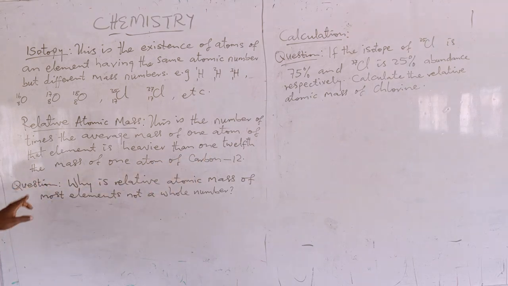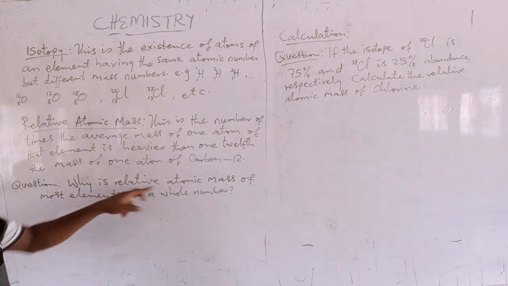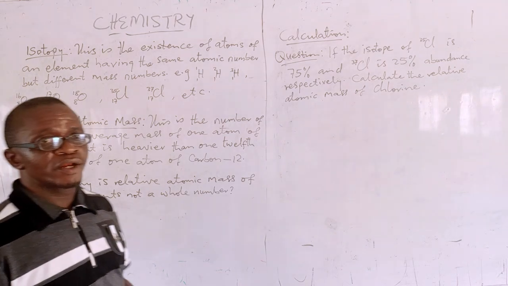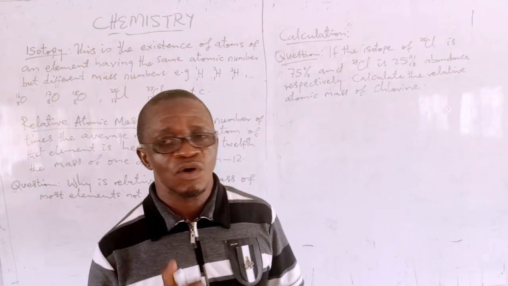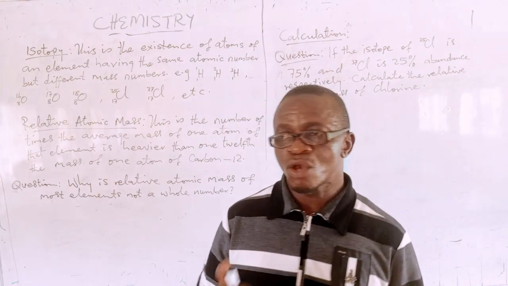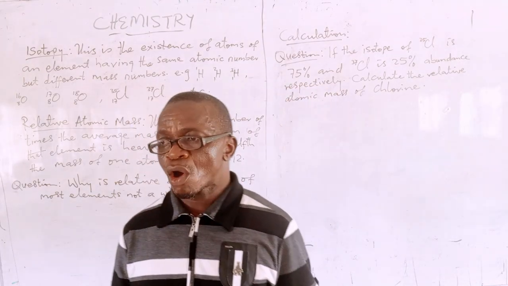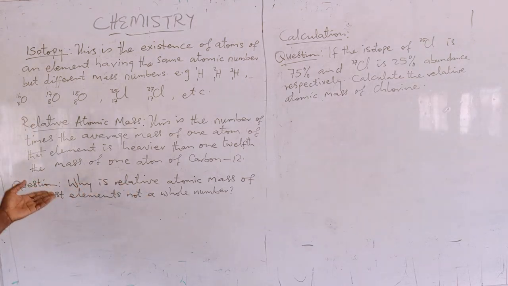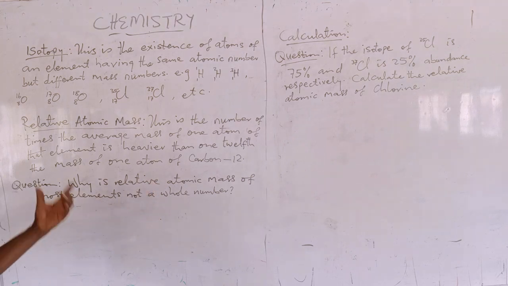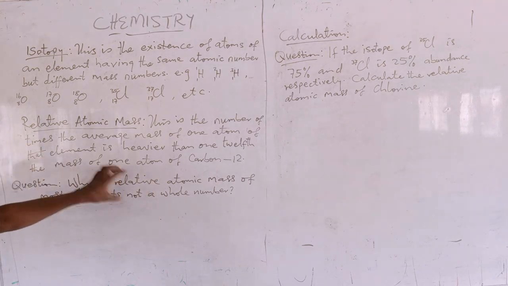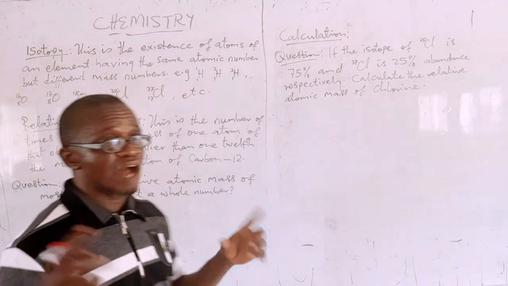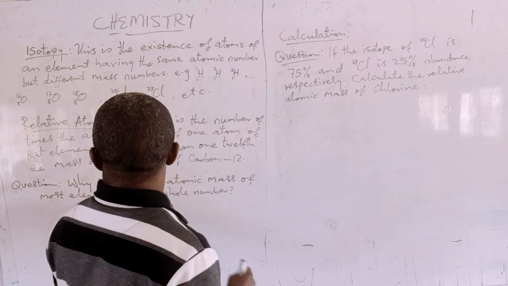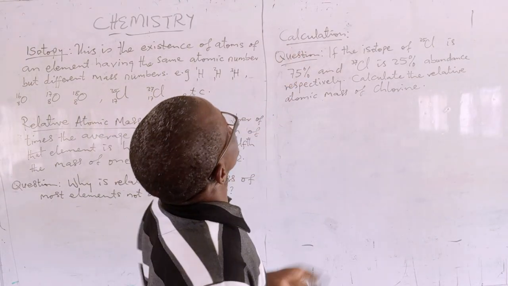of carbon 12. Question: why is the relative atomic mass of most elements not a whole number? It is because it is the average value that we calculated, not the real mass of one isotope. It is the average of the two or three masses. That's the reason.